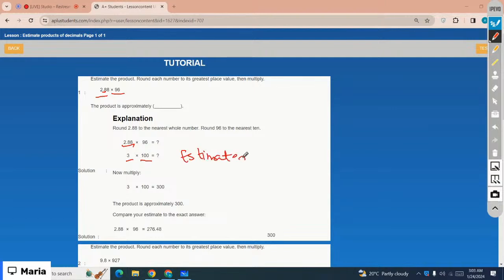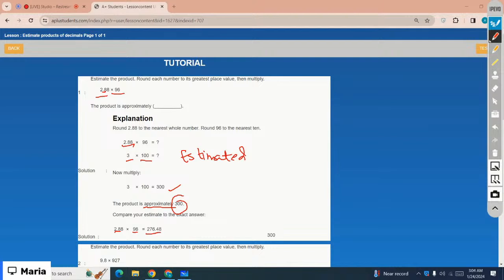Here we have estimated the numbers. Now you need to calculate the product. Just multiply them. 100 times 3 is 300. That is the approximate, right? Because we estimated the numbers. Now you can compare the estimated product to the exact product. For exact product, you need to multiply the numbers as it is, like 96 times 2.88, right? The answer is 276.48. That is the exact answer, right? And that is the approximated answer. Approximated answer is 300, right?